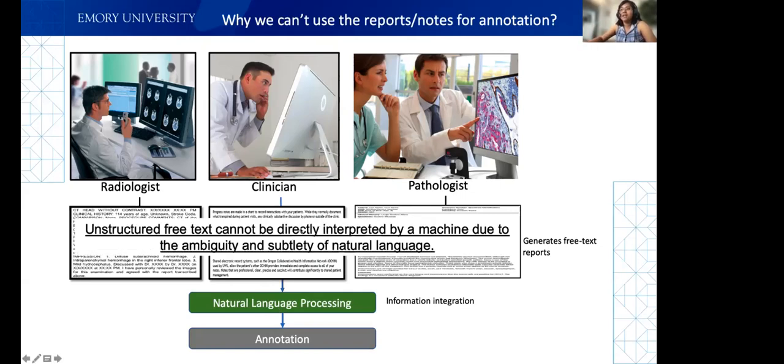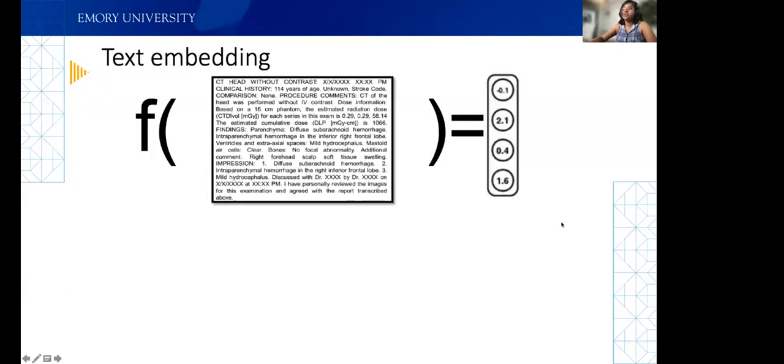But the main challenge is that all these reports generated by the clinician, pathologist, radiologist, and nursing staff are free text and cannot be directly interpreted by the machine due to the ambiguity and subtlety of natural language. So mathematically, what you want to achieve is a function around your free text clinical narratives that will generate a vector. That vector would be a numeric embedding of your whole report. So we can use that numeric embedding as an annotation of your image and train accordingly, because that can be automatically generated from the reports.